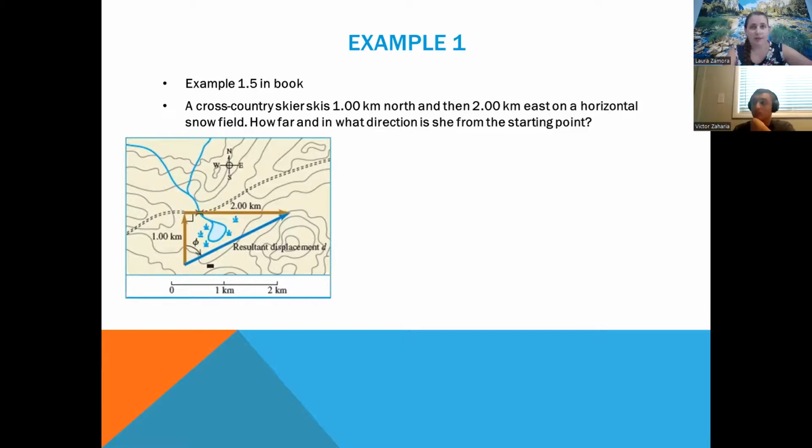So setup is our S, setup. I always recommend that you draw a picture of what you're given just to help you visualize things, right? So our skier is going 1 kilometer north and then 2 kilometers east horizontally. So we're not dealing with 3 dimensions here, just 2. And then this resultant vector, the blue one, is what we are looking for. How far she is from her starting point and in what direction.